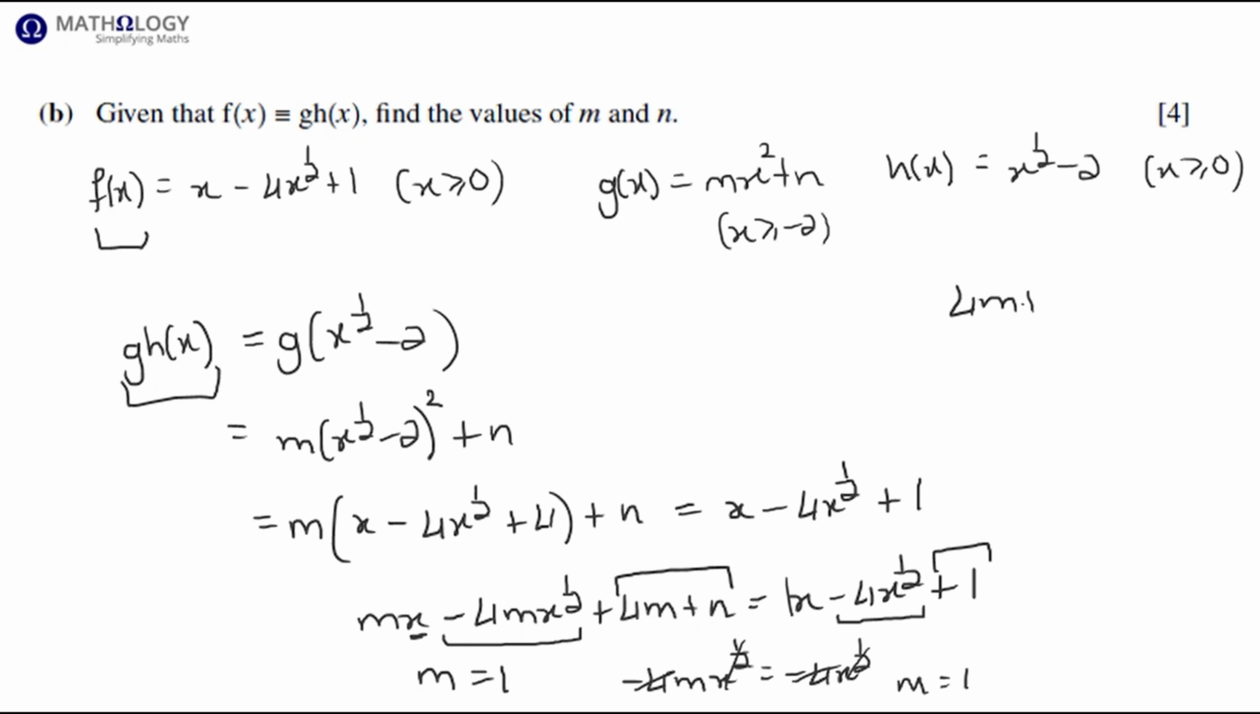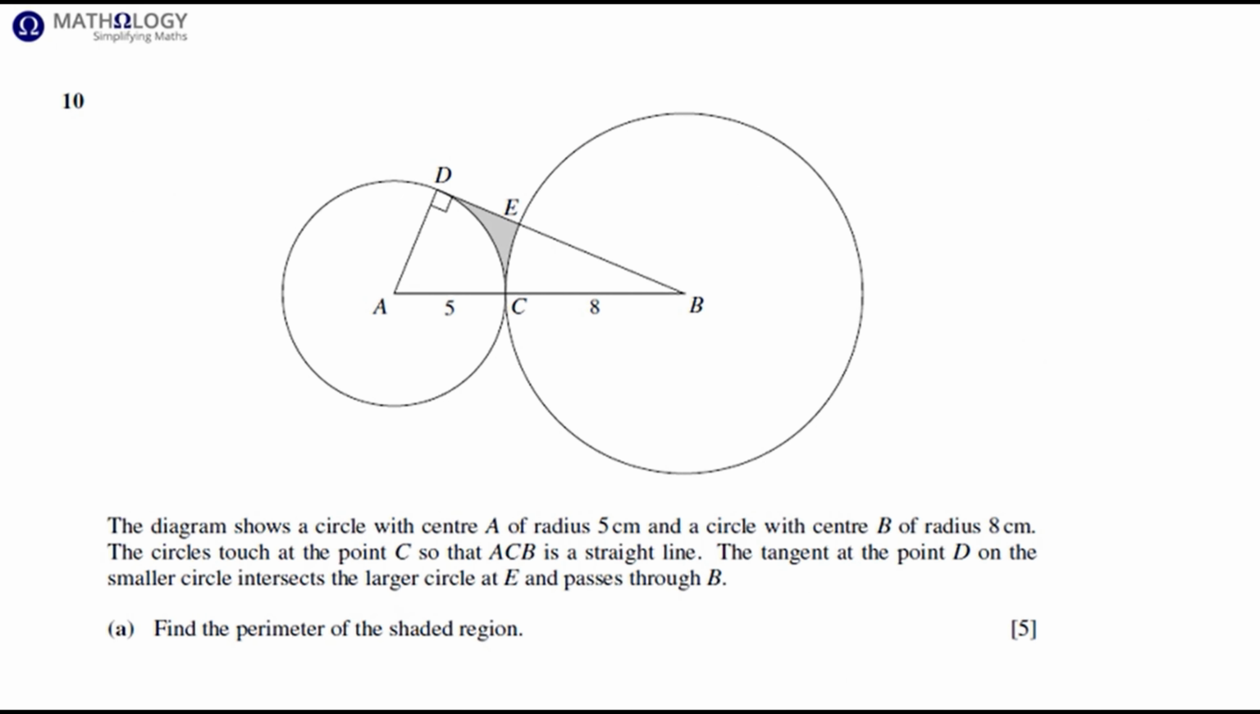So 4m plus n will equal 1. M equals 1, so it's going to be 4 plus n equals 1, so n equals 1 minus 4, n is minus 3. Question 10.